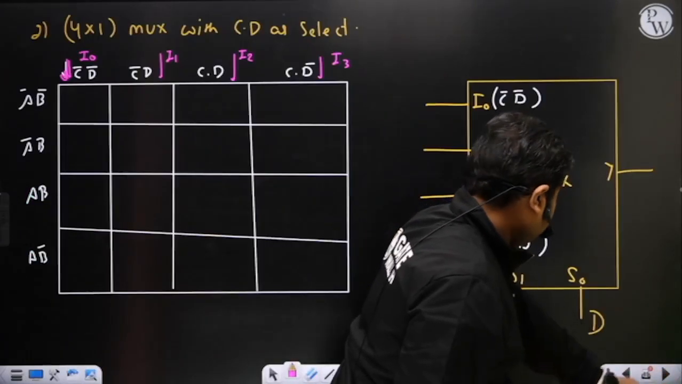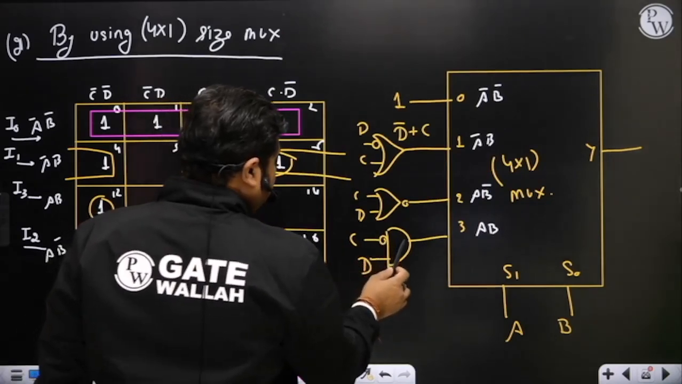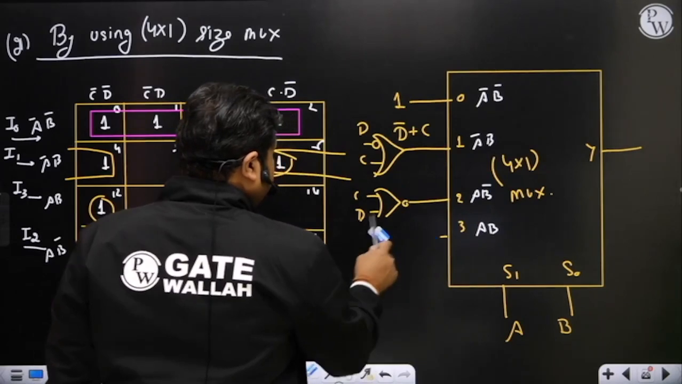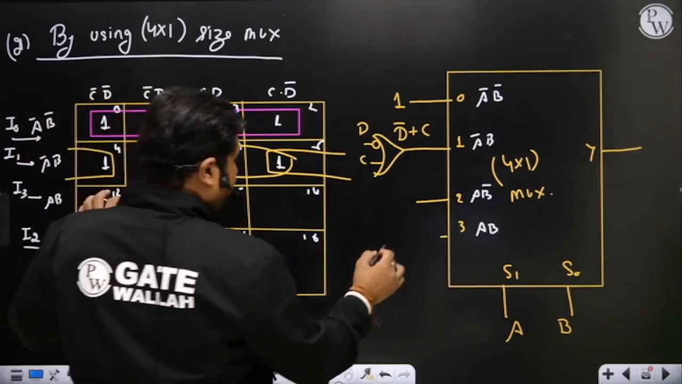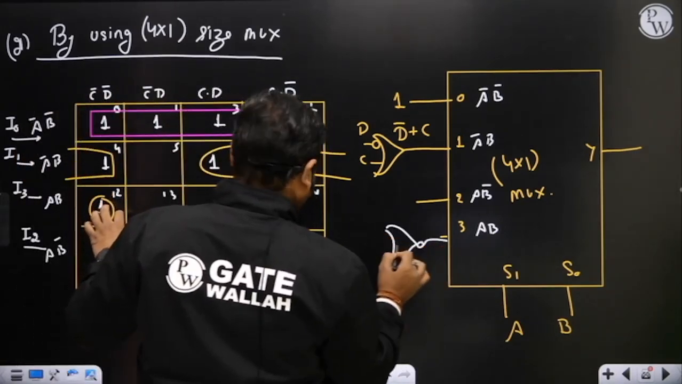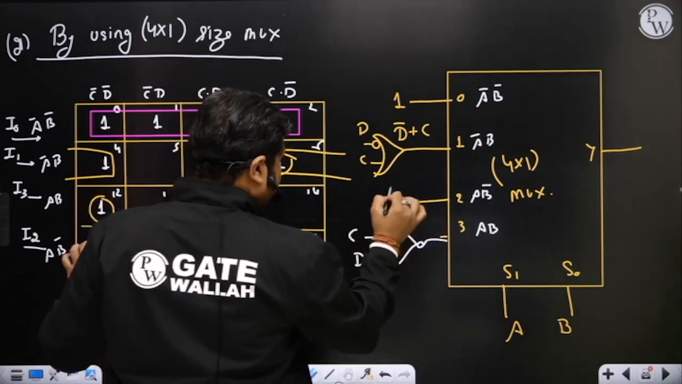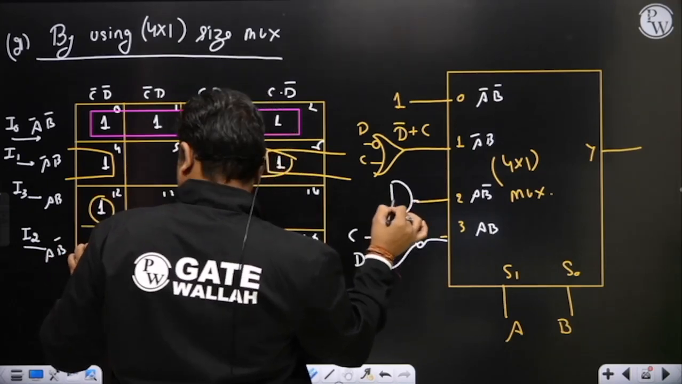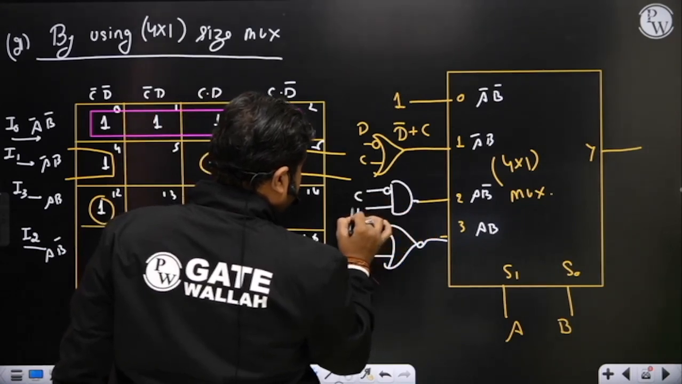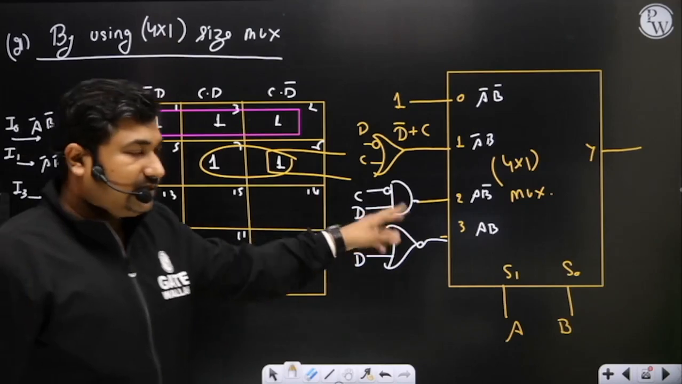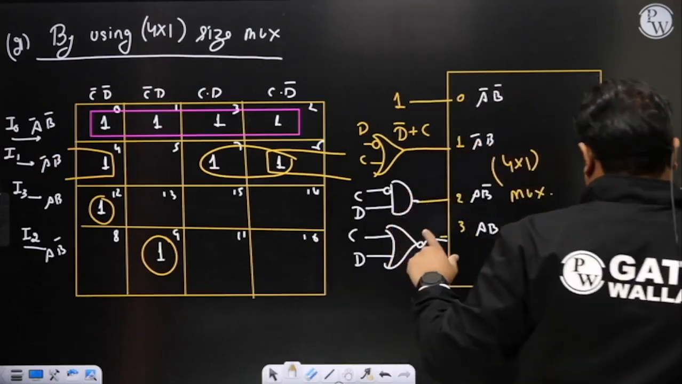I made a mistake here. The mistake is in this part on the I3 pin and I2 pin. I3 pin is AB, A C bar D bar, C bar D bar. And I2 pin is C bar D. Kindly correct it. I have just replaced these two. Please correct it, the I2 and I3 pin.